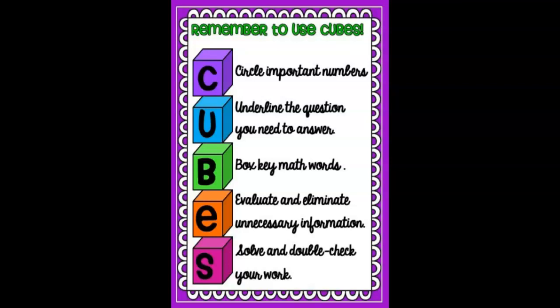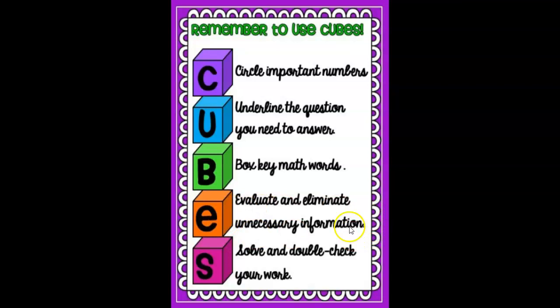So one more time, just to review, how are we going to solve story problems? Remember, we're going to circle those important numbers. We need to pay attention to the numbers because we're going to have to do something with the numbers. We're going to underline the question that we need to answer. We're going to box key math words. Those key math words will tell us whether we need to subtract or add.